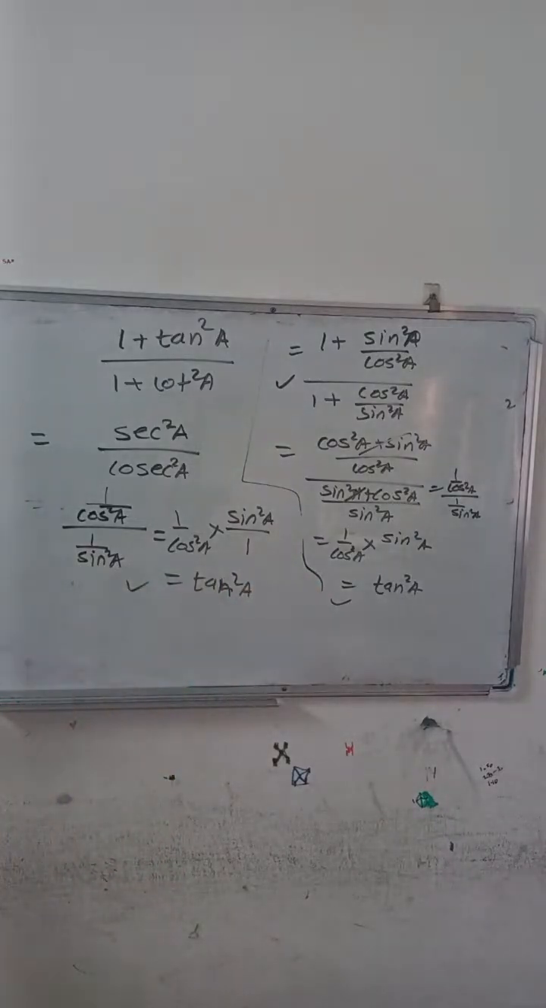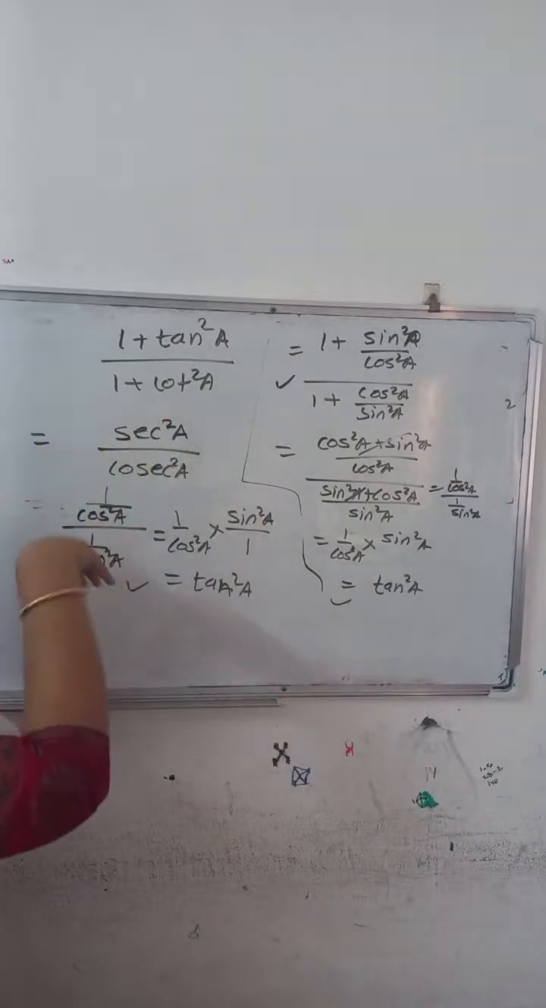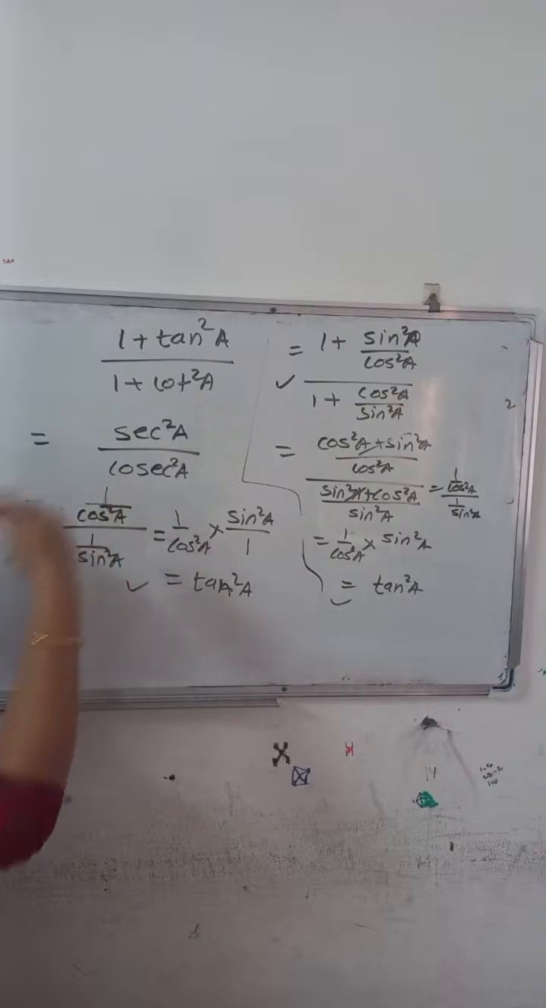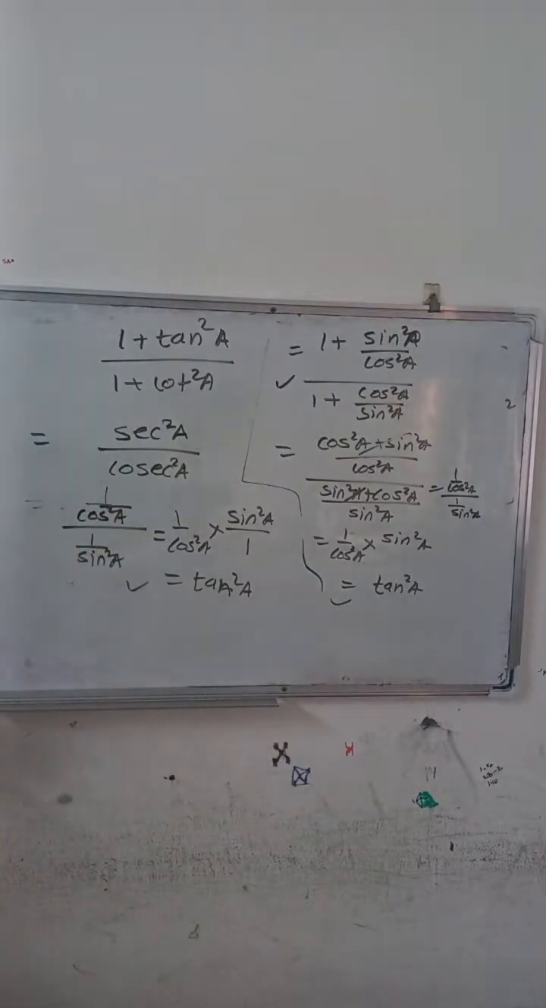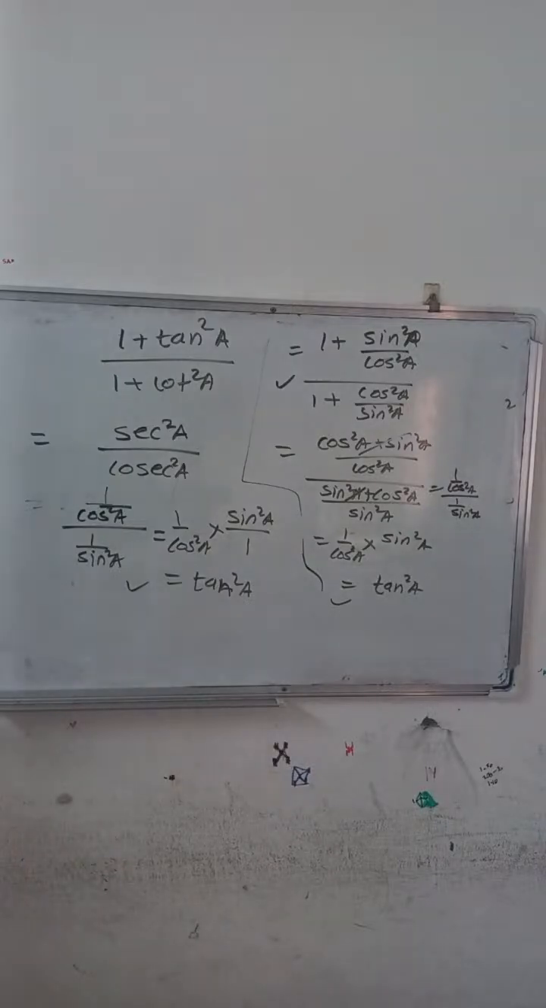Now you can use any method. See, I wrote it upside down by mistake. Sec square I wrote as sin, so that is not correct. Sec is 1 by cos and cosec is 1 by sin. Okay. So in a hurry I made the mistake and I got cot square A, the reverse answer. So now I corrected it. Both the methods are correct. You can now use any method to simplify this.